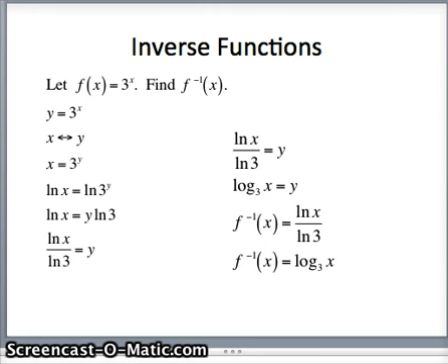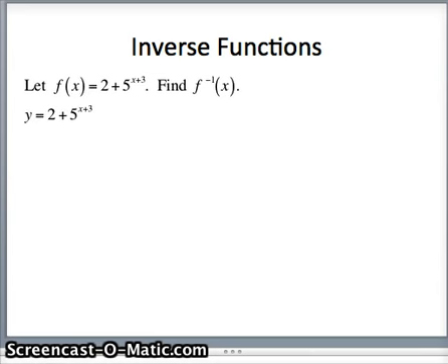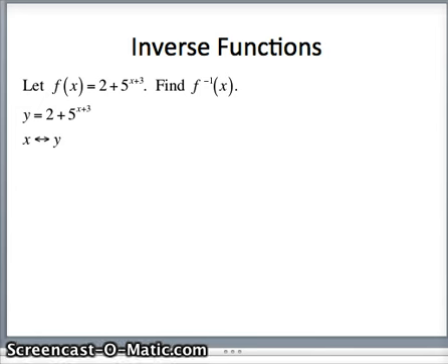Okay, let's take a look at another one. Here I have f of x is 2 plus 5 to the x plus 3. And again, I want to find f inverse of x. So we're going to change f of x to y, and then x becomes y, y becomes x. Rewriting it that way, we now get x equals 2 plus 5 to the y plus 3, and our goal is to solve for y. Subtract 2. x minus 2 is 5 to the y plus 3.